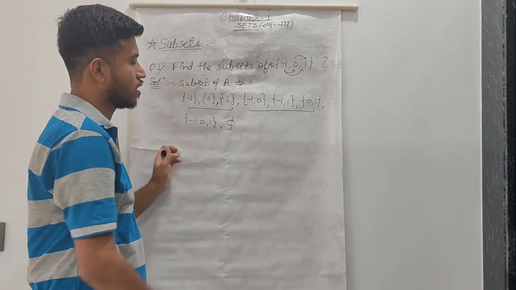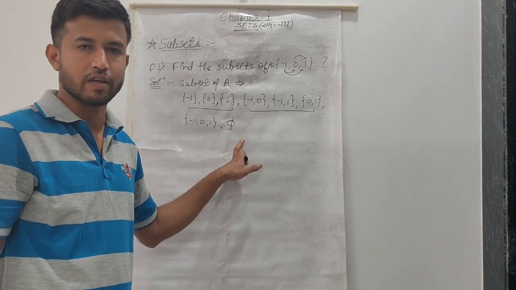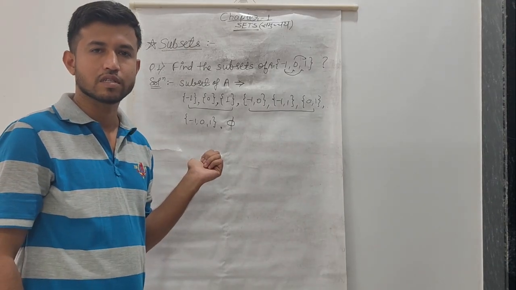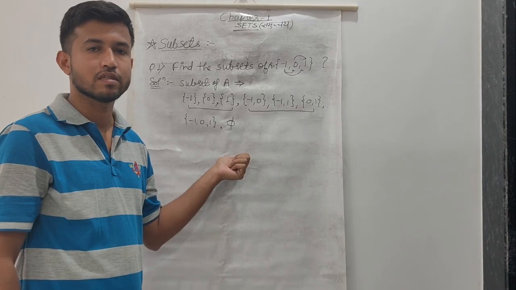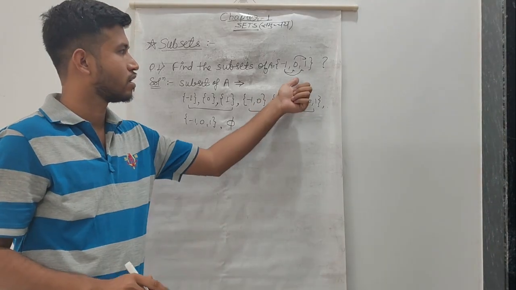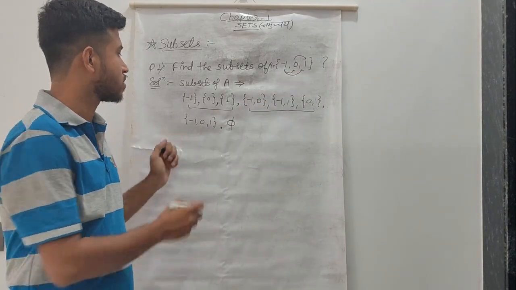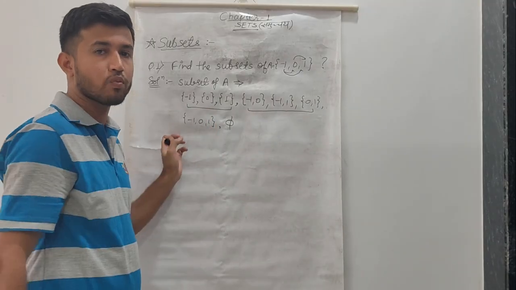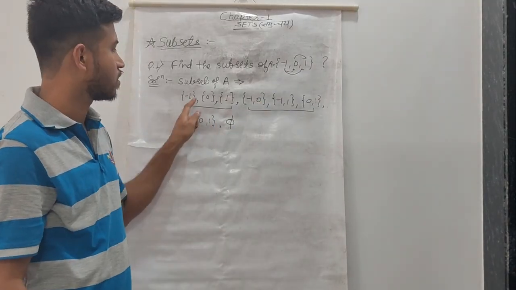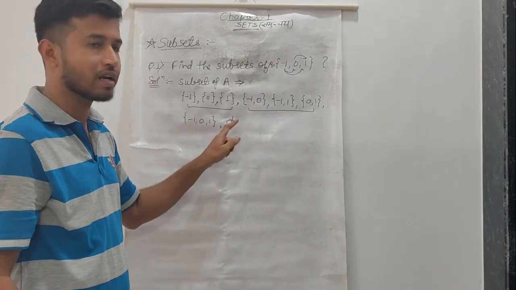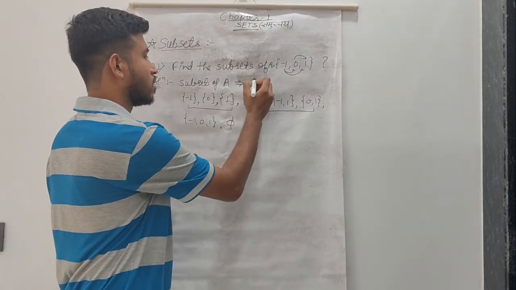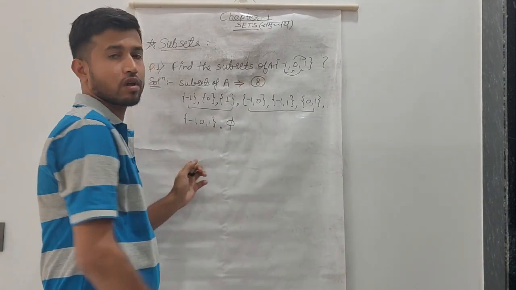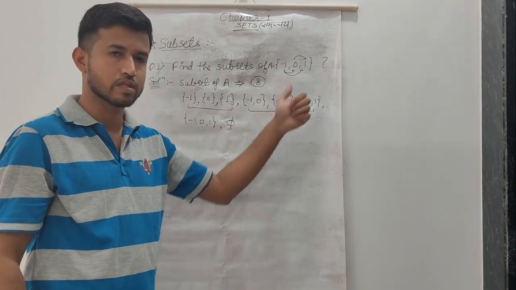And last but not least, the empty set. As we have studied, the empty set is a subset of every set. So how many subsets do we have of this set? 1, 2, 3, 4, 5, 6, 7, and 8. In total we have 8 subsets for this set.